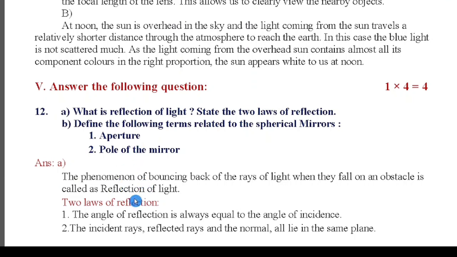First we can see the reflection of light. The phenomenon of bouncing back of the rays of light when they fall on obstacles is called reflection of light. The 2 laws of reflection: the angle of reflection is always equal to the angle of incidence, and the incident ray, reflected ray and the normal all lie in the same plane.